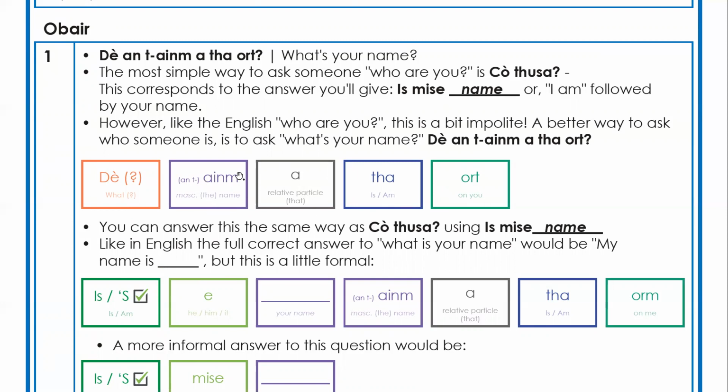And when we introduce these purple boxes, nouns, we will give masculine or feminine. It tells you the gender of the noun. And you'll also see here in brackets, the definite article that corresponds to this. So here we have a masculine noun that begins with a vowel, ainm. And therefore the Gaelic for the name is an t-ainm, A-N-T hyphen. What is the name that is on you?